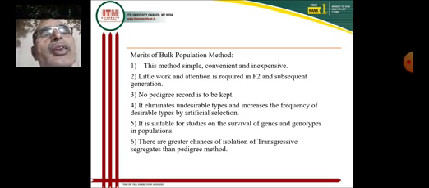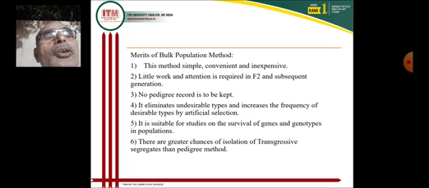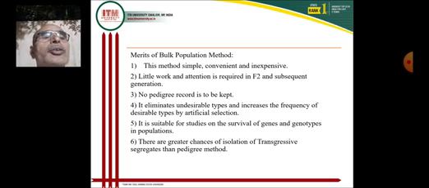These transgressive segregants are those individuals which exceed the limits of parents and show superiority over the parents.